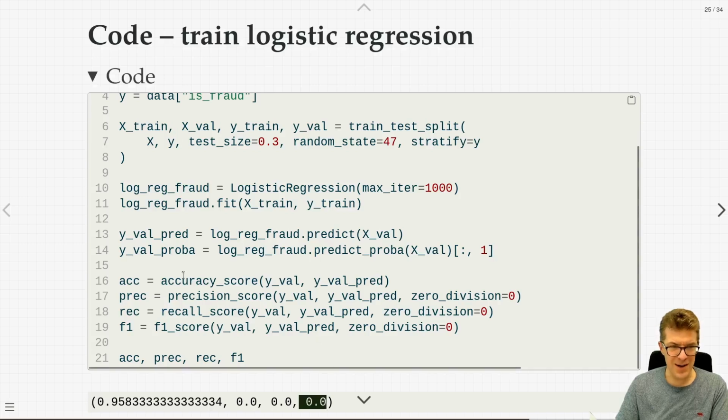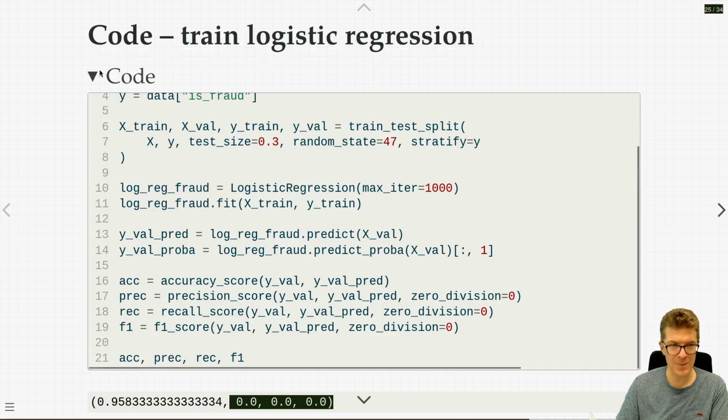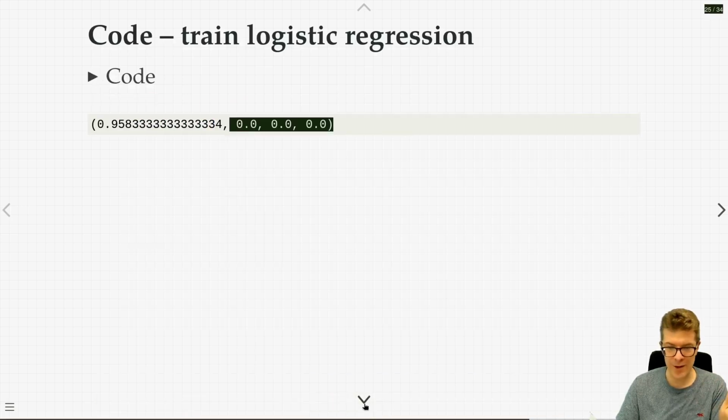That seems to be a bug, right? Is there a bug in my code? I'm getting almost perfect accuracy, but I'm getting 0 precision, recall, and F1. Something must be wrong. Let's continue anyway, just in case there isn't anything wrong.